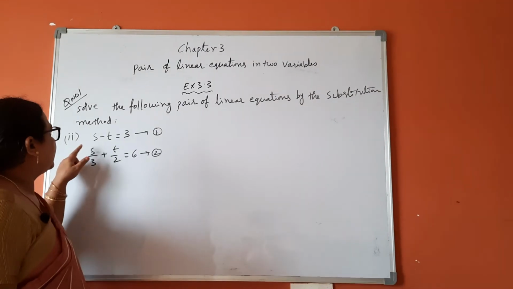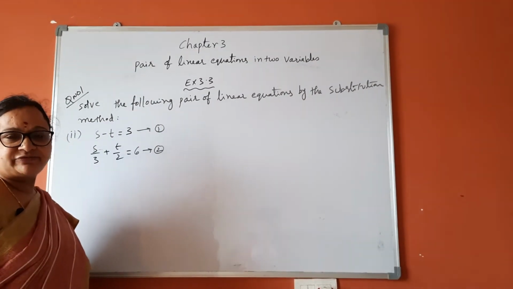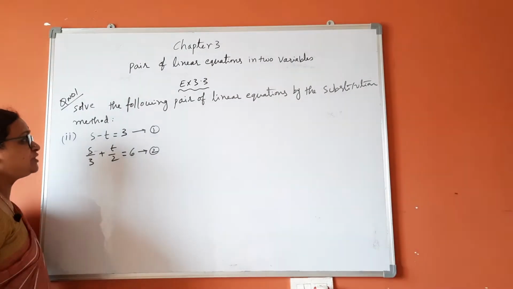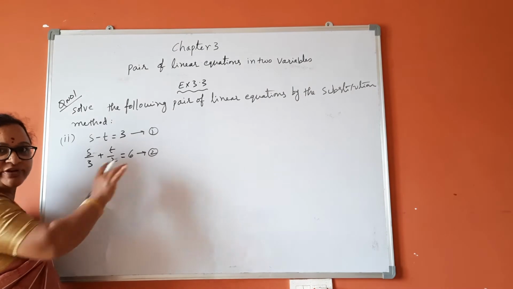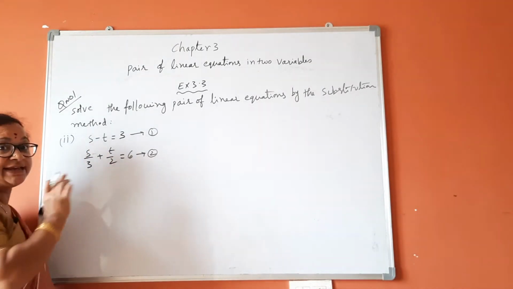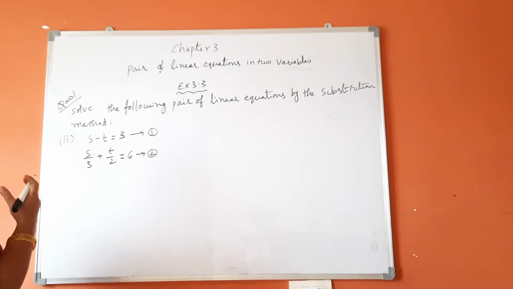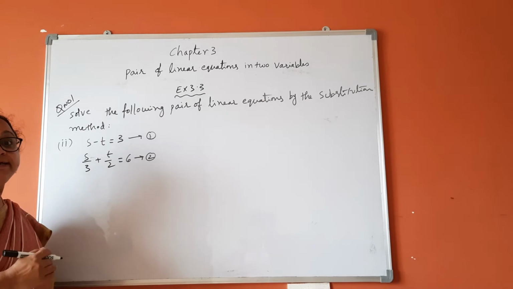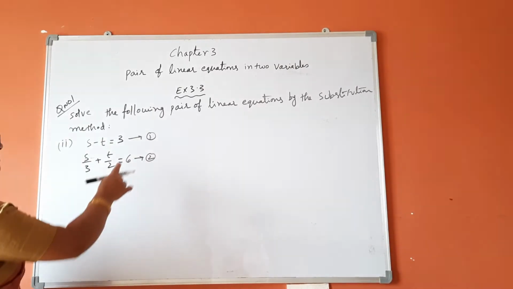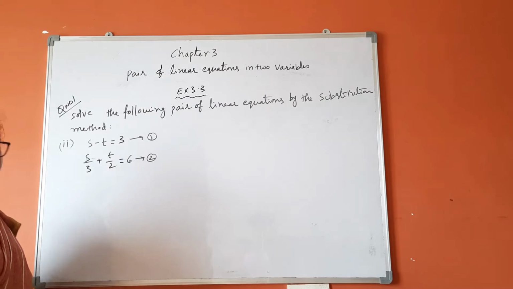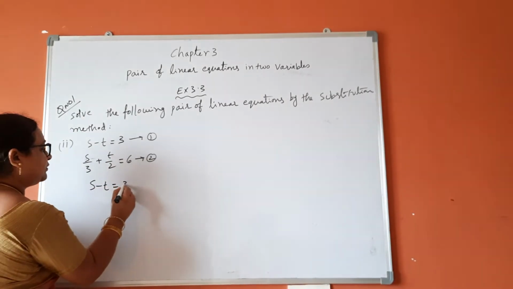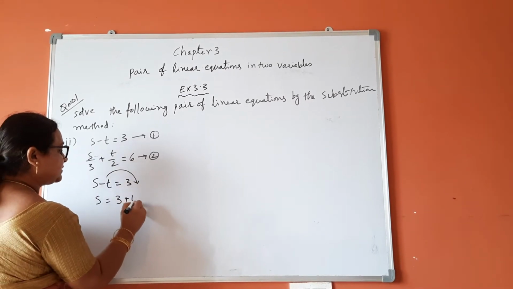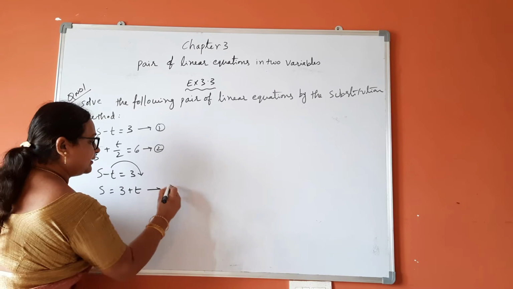Question number 2. s minus t is equal to 3. That is our first linear equation in two variables. And s by 3 plus t by 2 is equal to 6 is the second linear equation in two variables. Here the two variables are s and t. Now, because we are using substitution method, we have to find the value of one variable in terms of another variable. So, if you observe from equation 1 easily we will get that. So, s minus t is equal to 3. So, s is equal to 3 plus t. This is our equation 3.